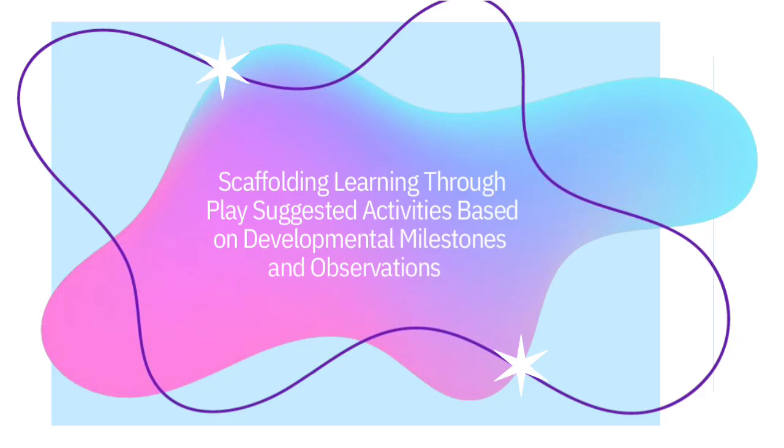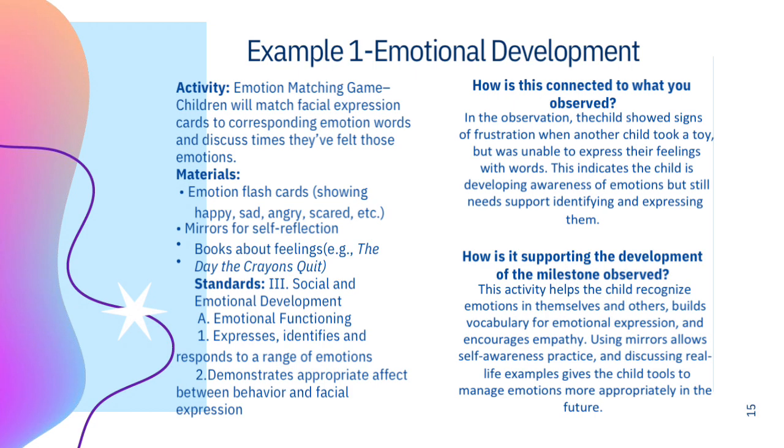Now, these next few slides will be about scaffolding learning through play: suggested activities based on developmental milestones and observations. For example 1, we're going to have emotional development, and we're going to have an activity of an emotion matching game. The children will match facial expression cards to corresponding emotion words and discuss times they felt those emotions. This activity will help the children recognize emotions in themselves and others, build vocabulary for emotional expression, and encourage empathy.